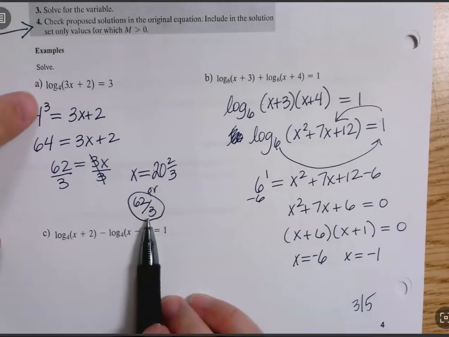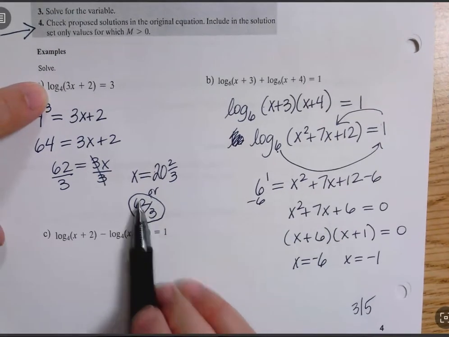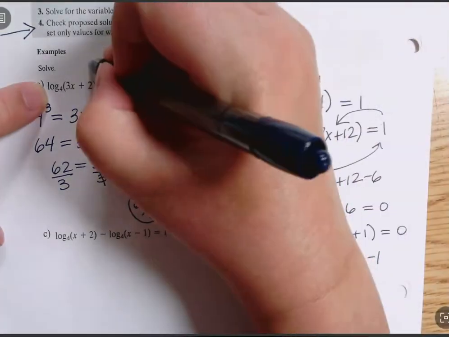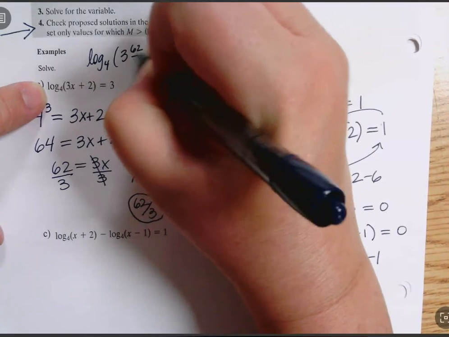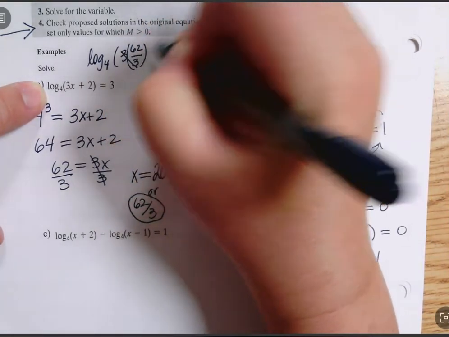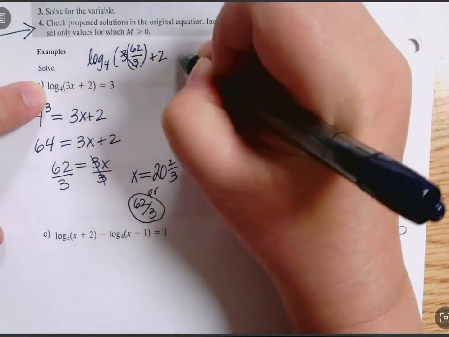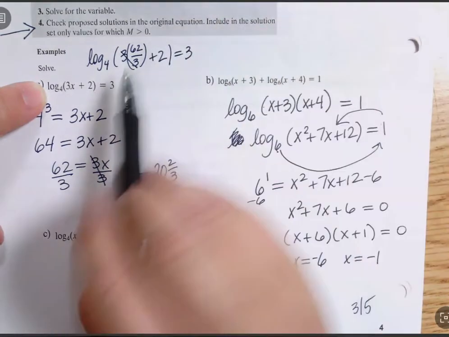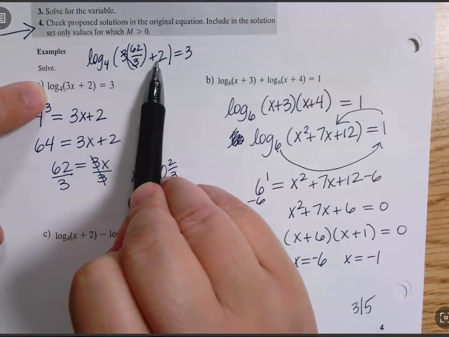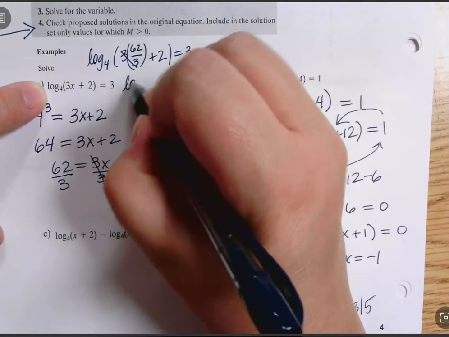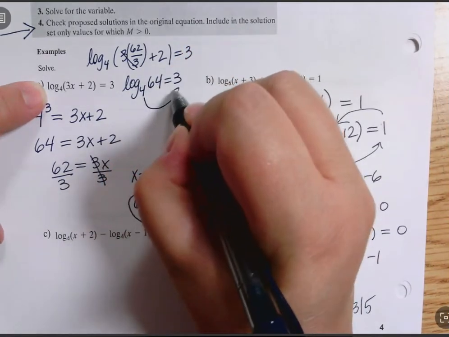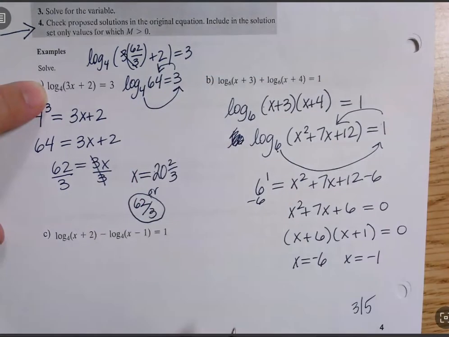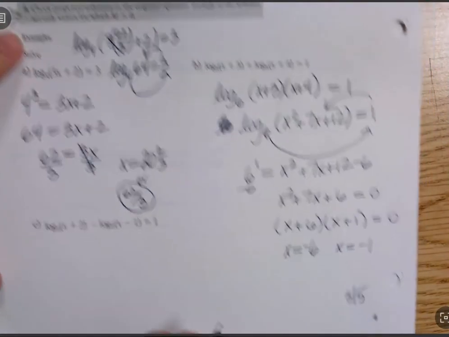Okay, this one would be easier to check if I leave it in this form. I'm going to say log base 4 of 3 times 62 over 3, which basically means it'll just cancel and be 62, equals 3. Well, 62 plus 2 is 64. So this is saying that log base 4 of 64 equals 3. Does 4 to the third power equal 64? It does. So yeah, that works.